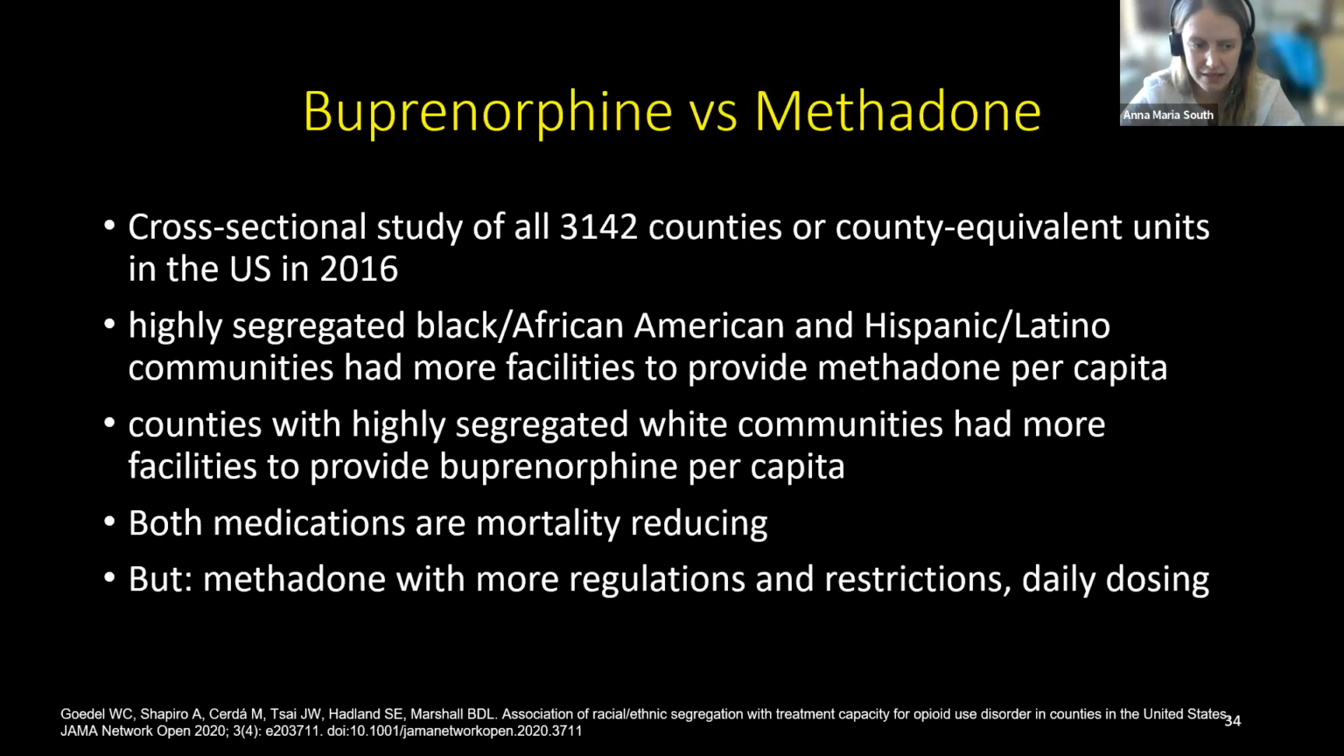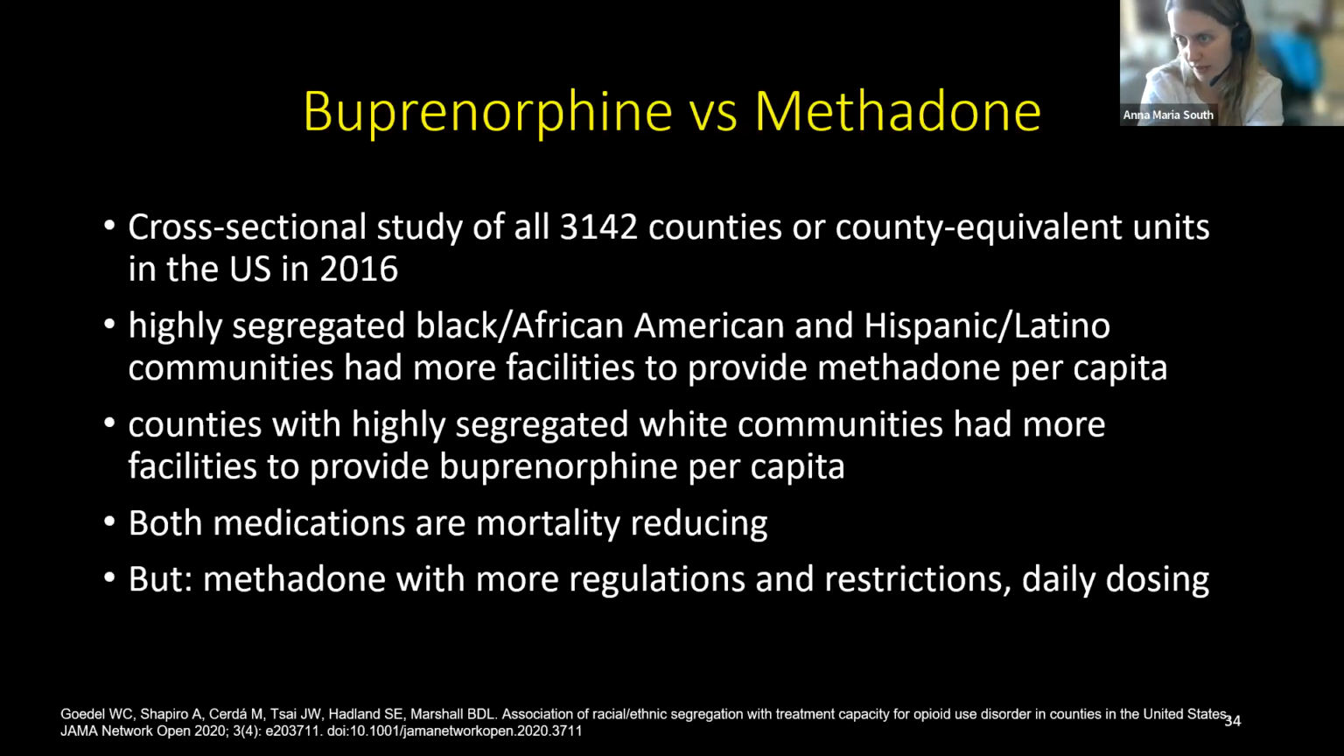This is a study that was published in JAMA Network Open that looked at all the counties and county equivalents in the United States in 2016. And what they found was that highly segregated Black or African American and Hispanic or Latinx neighborhoods and communities had a higher concentration of facilities that provided methadone, as compared to communities that were highly segregated for white people, where there were more providers available that were providing buprenorphine.